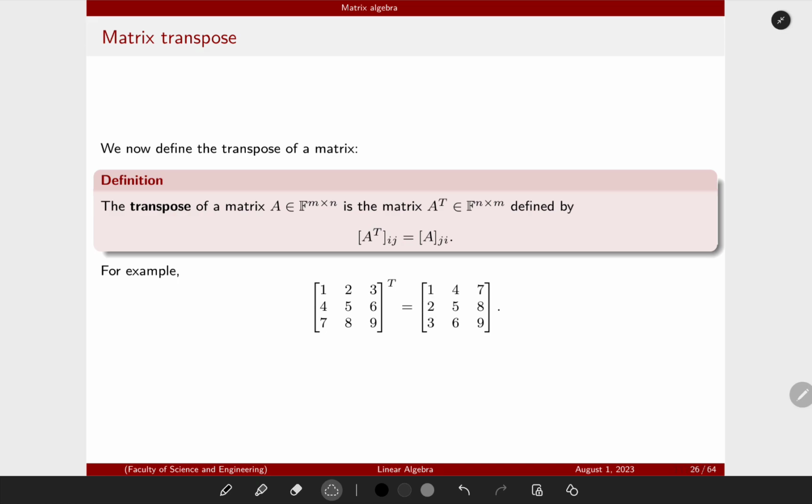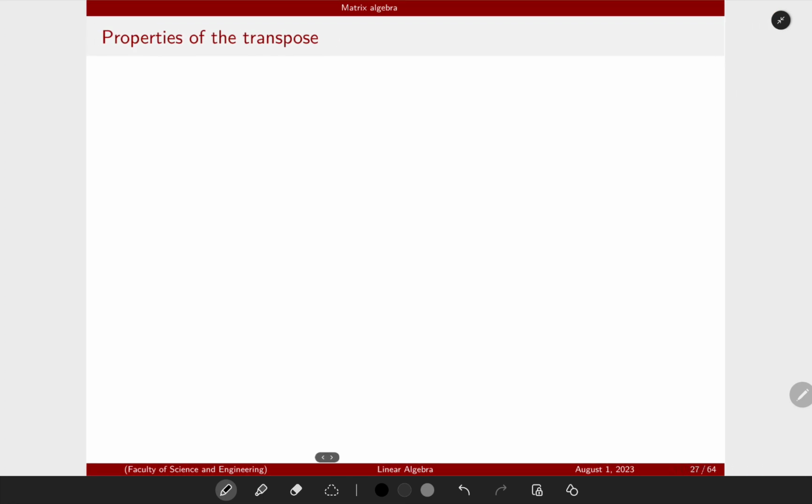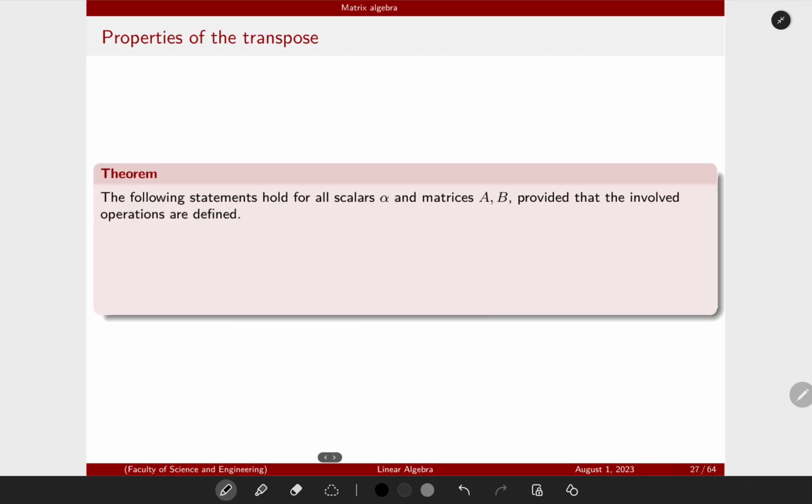We do this for every entry, and the way you can memorize this is to see that this diagonal is fixed. So basically you reflect all the entries along this diagonal, and in that way you have the transpose of the matrix. Now we have some more properties of the transpose. Again, we have for all scalars alpha and matrices A, B, provided the operations are defined, that this holds. The transpose of the transpose is just the matrix itself. This makes sense because if you reflect twice, you will get the same matrix back.